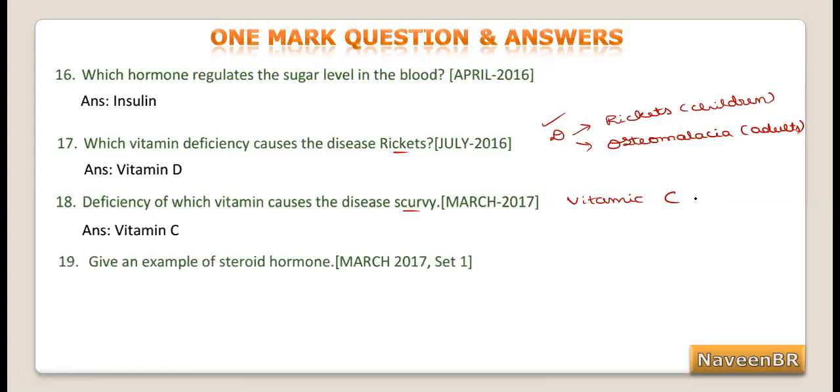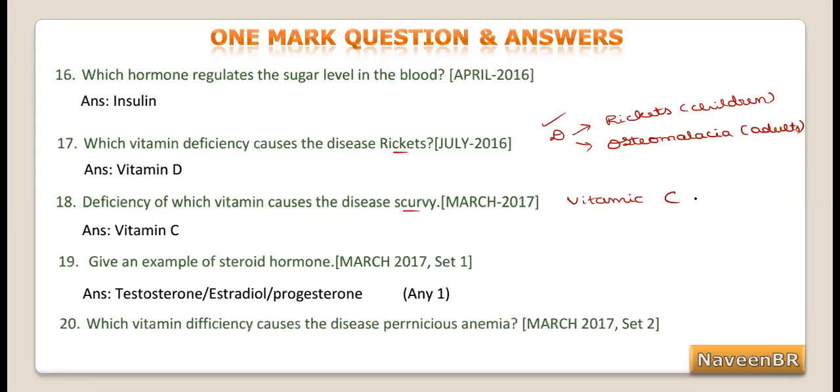The next question from another set of model paper, prepared for the March 2017 final exam. Give an example of steroid hormones. There are many steroid hormones: estradiol, progesterone, testosterone. All these can be given as examples. I have mentioned a few here: testosterone, estradiol, progesterone. Anything can be considered.